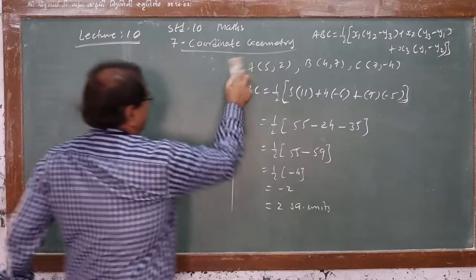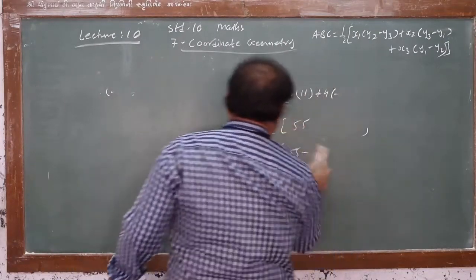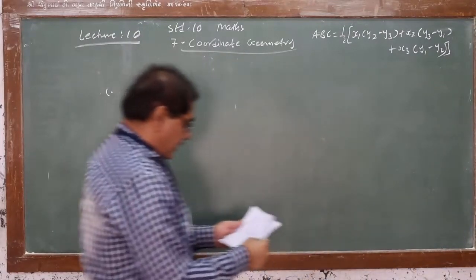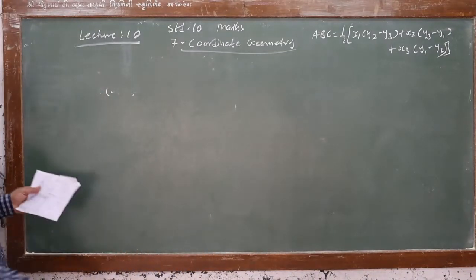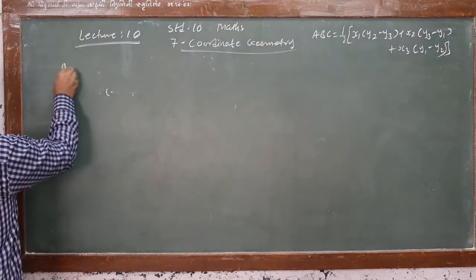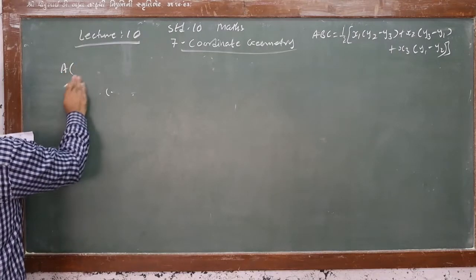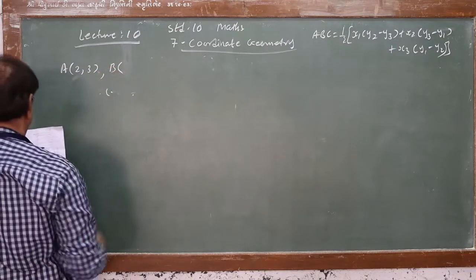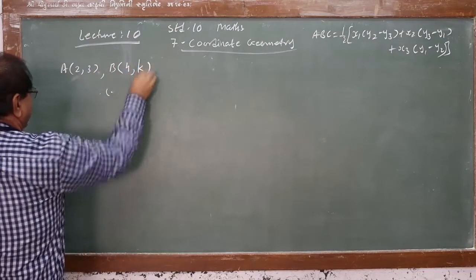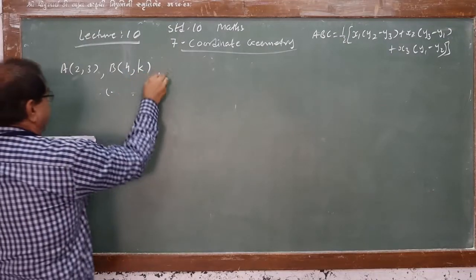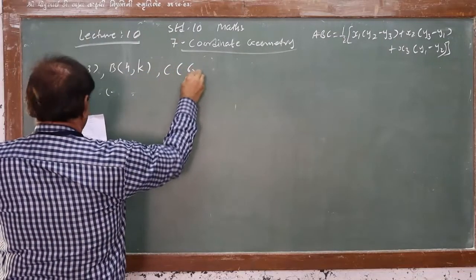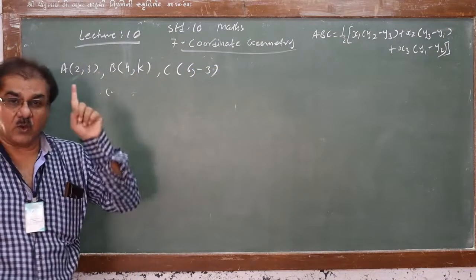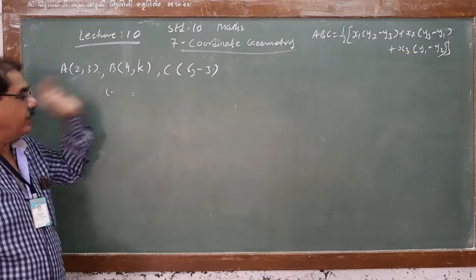We move ahead and we go for one more question, that is exercise number 4, example 14, sorry. Now you are given these 3 points: A is (2, 3), B is (4, k), where k is the unknown number, and C is (6, -3). Now it is said that A, B and C are collinear. So you have to find the value of k.